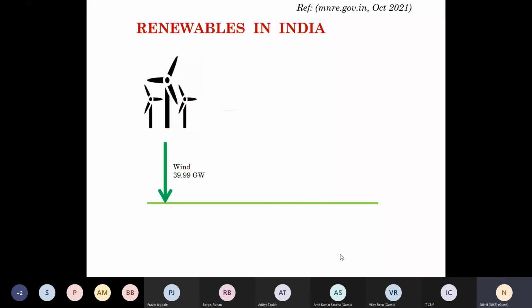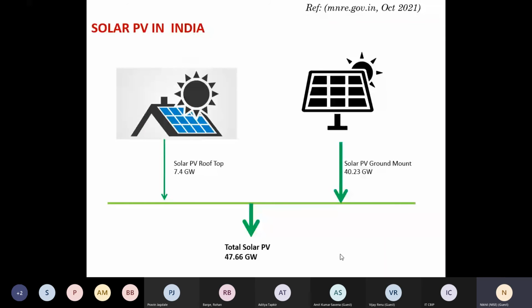You can see that out of the 100 gigawatt of solar, almost 47 gigawatt is installed. I think by this time 50 is almost installed, and another 20 gigawatt is in the pipeline. So this is happening very fast. Ground mount plants and solar rooftop plants.